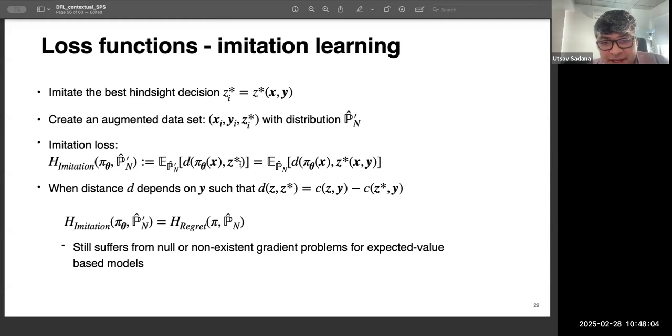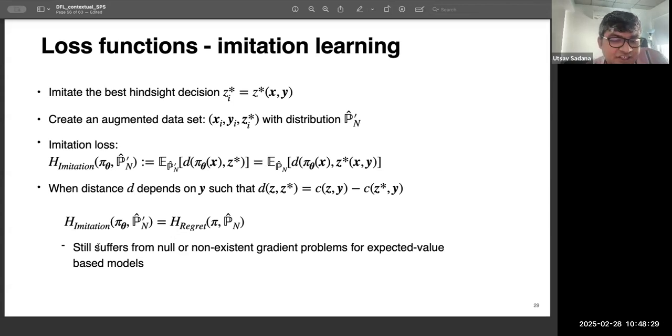Okay. Now, depending on what distance you choose here, you can get different models. For a particular choice of distance, which is this, you get your H at imitation. Your imitation loss is the same as the regret loss. But still, it suffers from the same issues that regret loss suffers, that the gradients may not exist, or you can have jumps in your optimal decision.